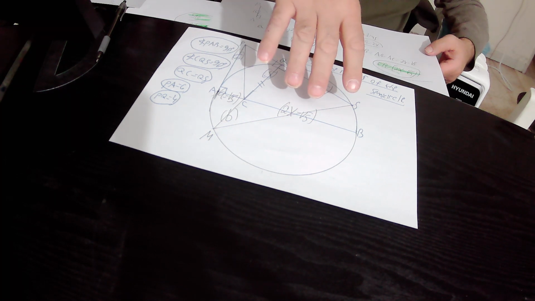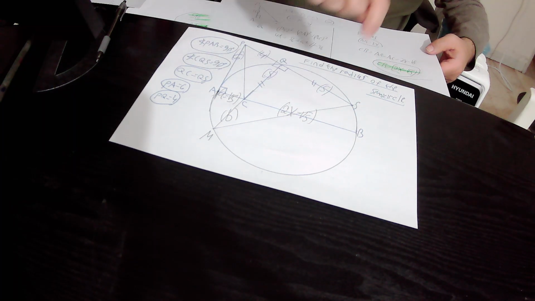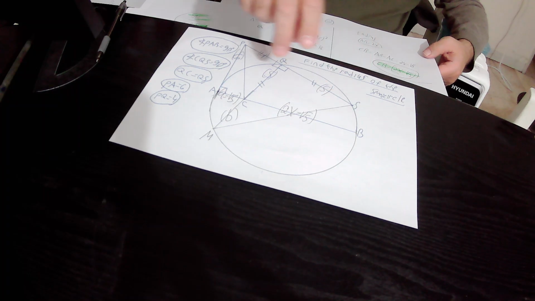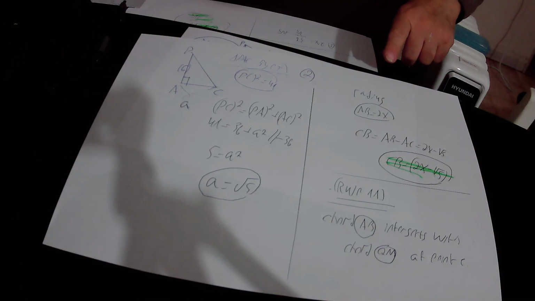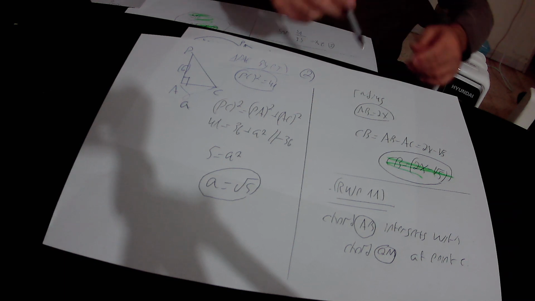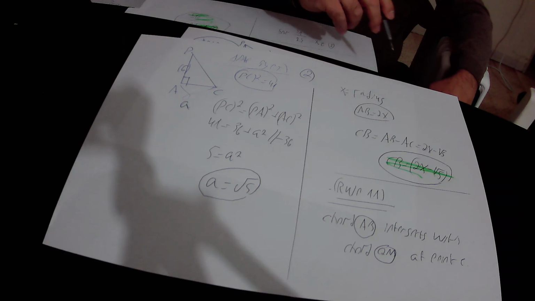Because this is a semicircle, AB must be the diameter of the semicircle. So if we define the radius of this semicircle as x, then the diameter AB must be equal to 2x. If the radius is x, then AB is 2x.